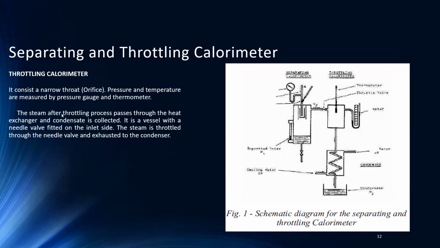Okay, throttling calorimeter. It consists of a narrow throat or a piece. Pressure and temperature are measured by pressure gauge and thermometer, because here at the throttle valve the steam becomes superheated. So it has pressure and temperature, since you cool that superheated steam. The steam after the throttling process passes through the heat exchanger and condensate is collected. It is a vessel with a needle valve fitted to the inside. Then the steam is throttled to the needle valve and exhausted to the condenser.